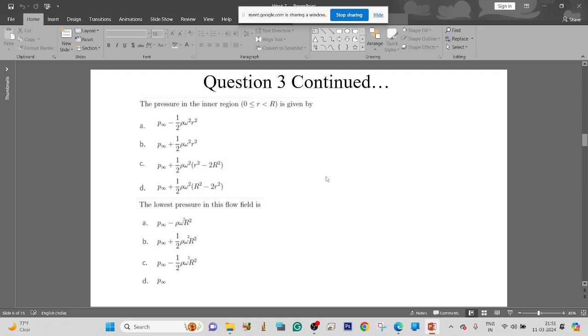For the outer region, it will be P infinity minus rho omega square capital R to the power 4 upon 2 r to the power 4. And if you apply small r is equal to capital R, it will be the first option. But that is for the outer region, not for the inner region. For the inner region, the velocity will be omega r. V theta will be omega r. So we'll be applying that.